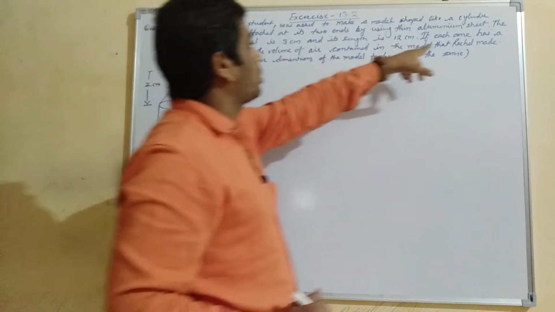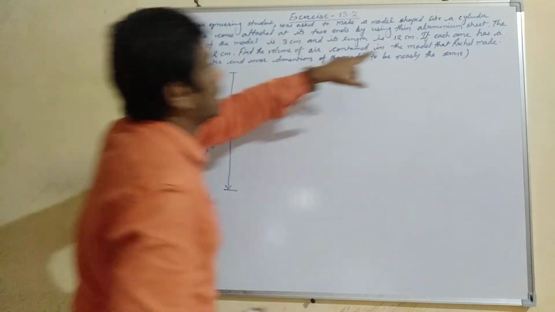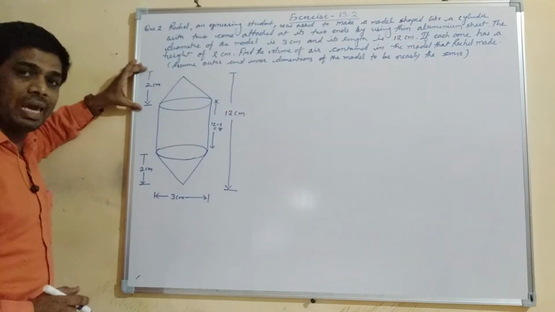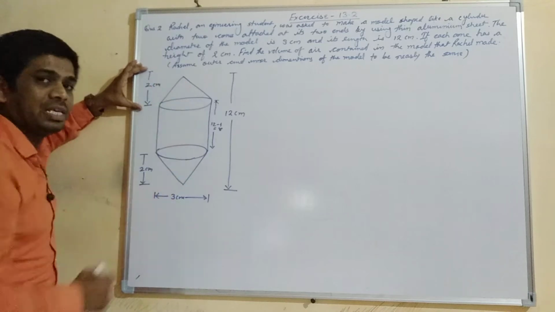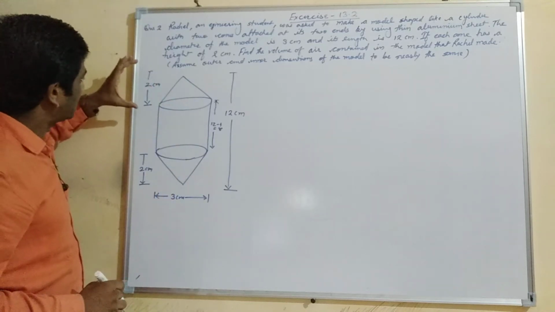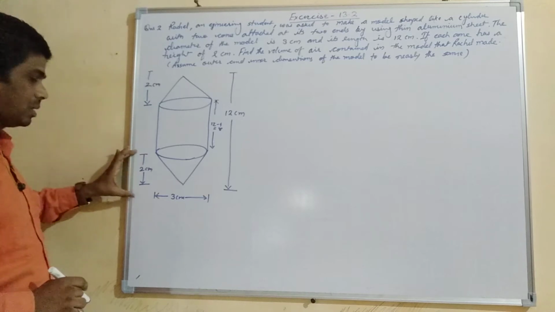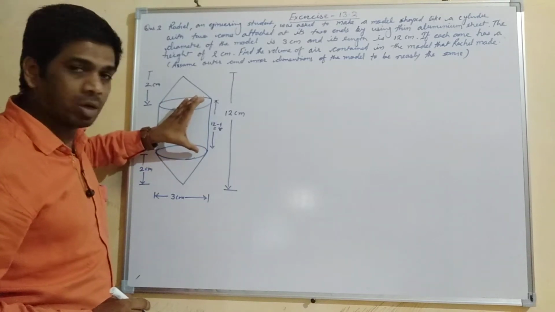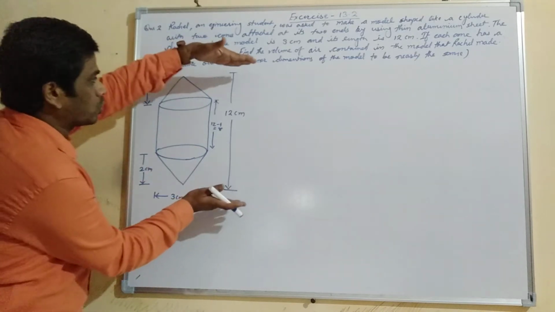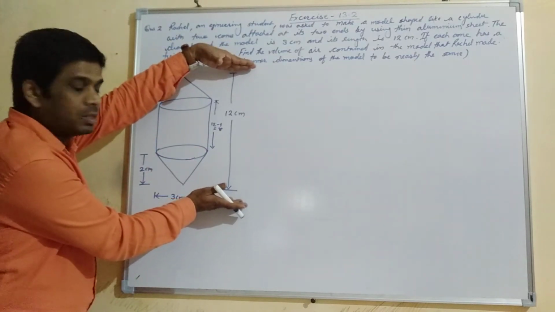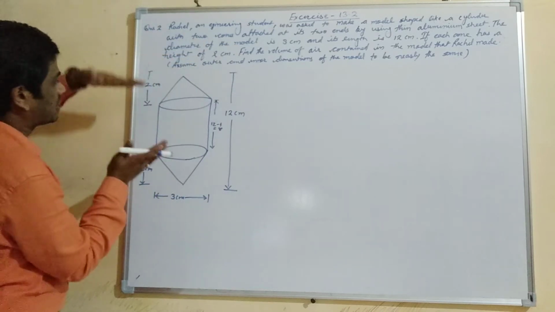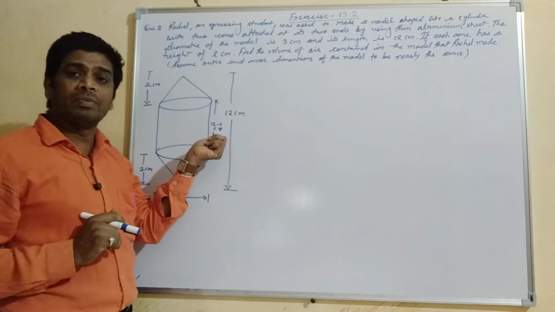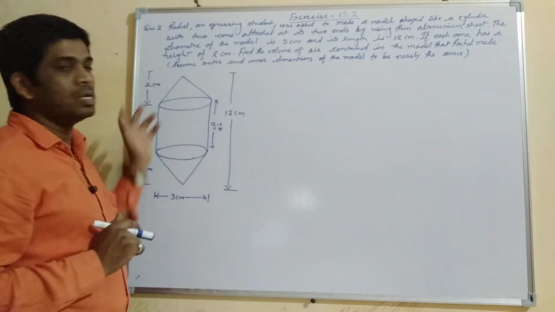If each cone has height 2 centimeter, means at both the ends there is a cone and the height of each cone is 2 centimeter. So easily we can find the height of this cylinder. How? Because total height is 12 centimeter and from this total height we will subtract 2 centimeter and 2 centimeter, means 4 centimeter we will subtract from the total height, so you will get the height of the cylinder.